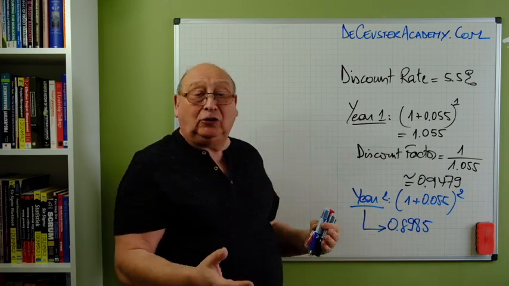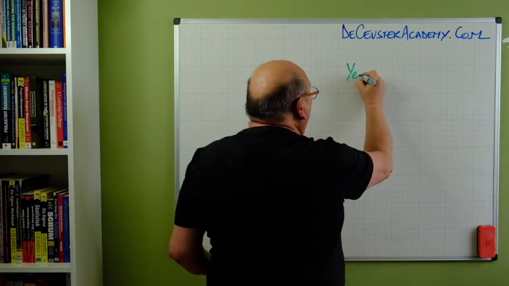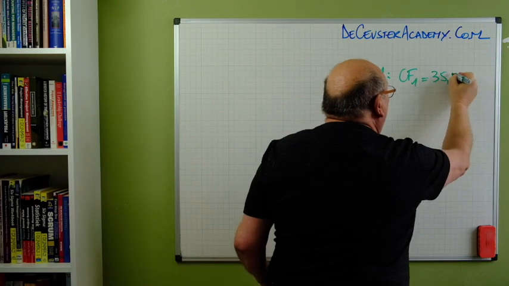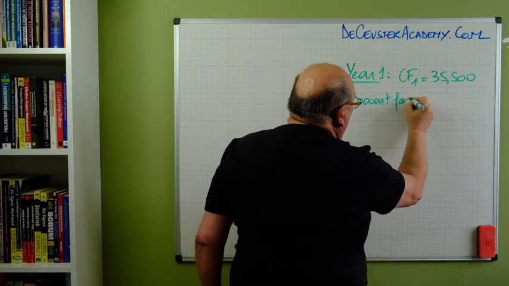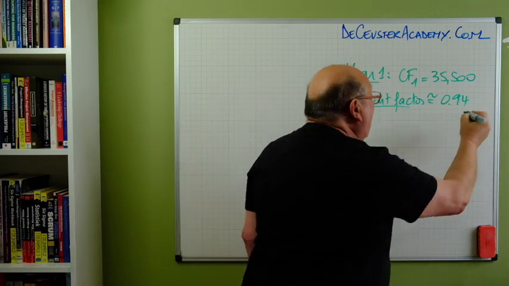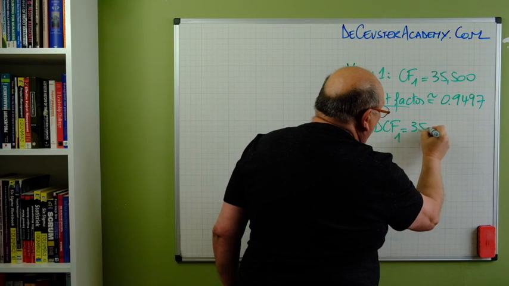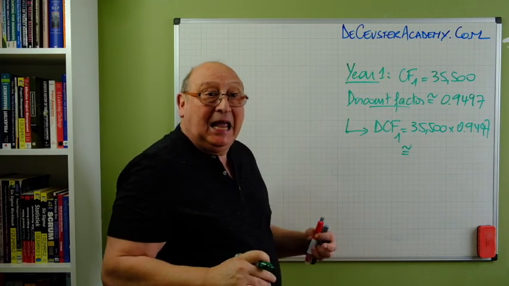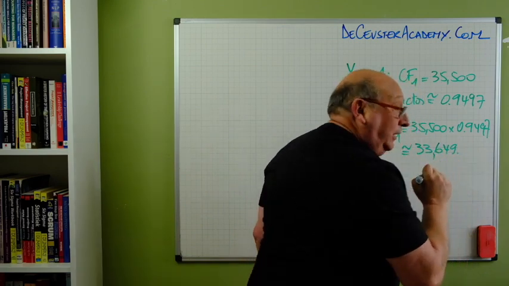What we have to do now is to calculate the discounted cash flows. Let's start with year 1 to calculate the discounted cash flows. So for year 1, we have the cash flow 1, which is 35,500. The discount factor is approximately equal to 0.9497, and we find the discounted cash flow for year 1 is 35,500 multiplied with 0.9497, which is again approximately equal to 33,649.29.